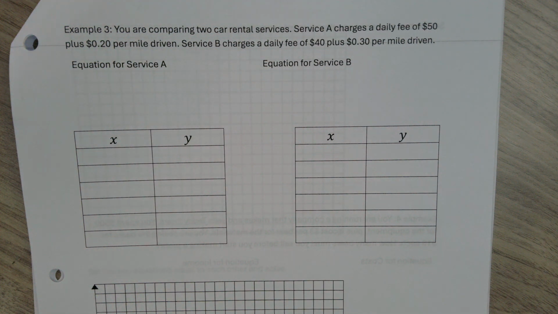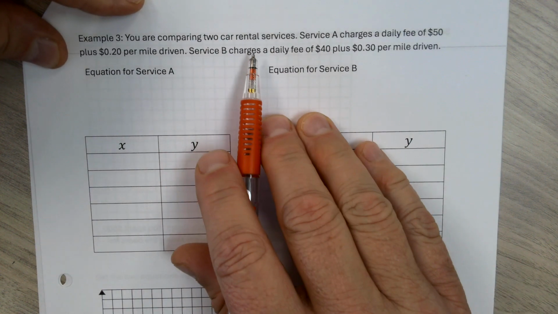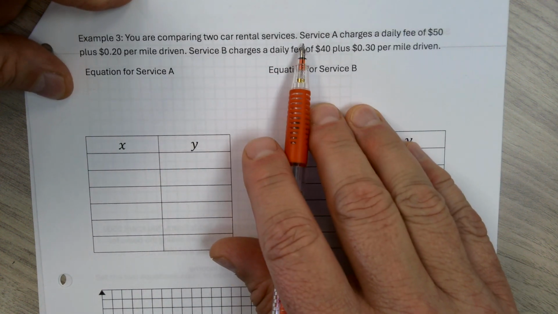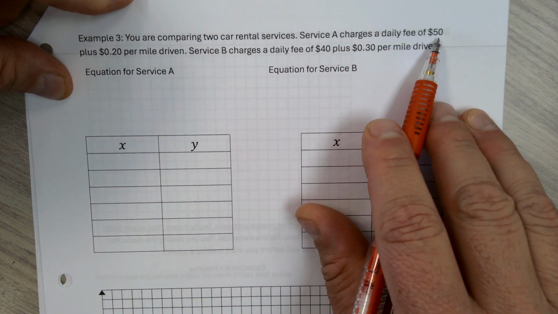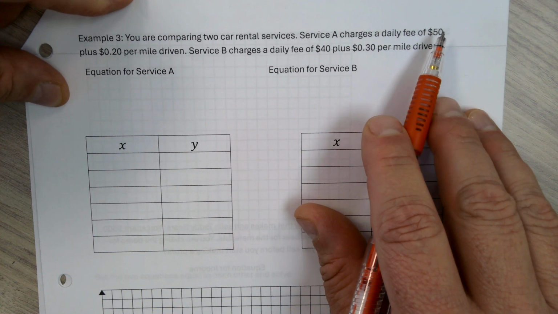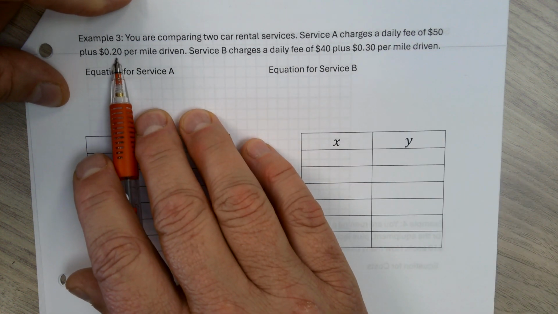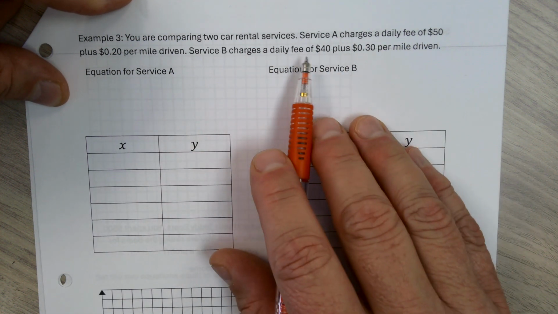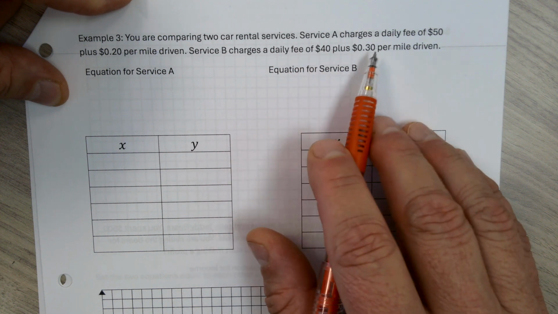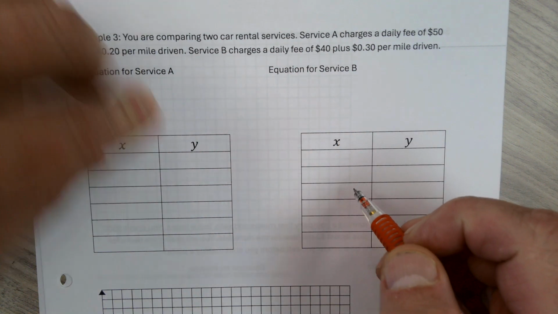All right, this is part 3 of lesson 3.9. We're looking at example 3. So here we're going to have two car rental services. Service A charges $50 for a daily fee and 20 cents per mile. Service B charges a daily fee of $40 and 30 cents per mile driven.